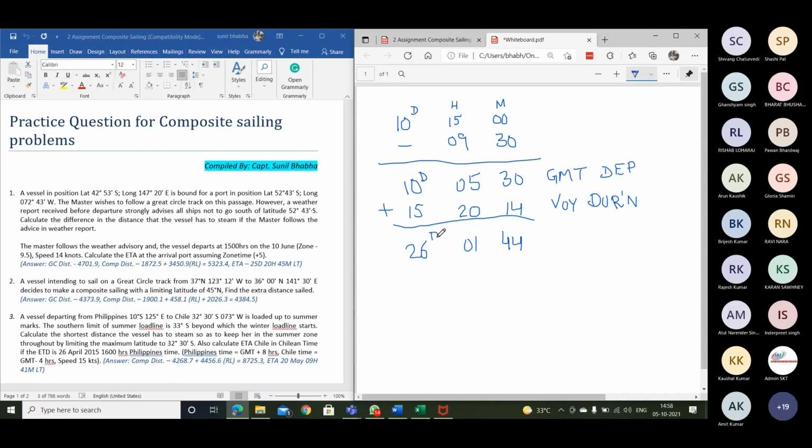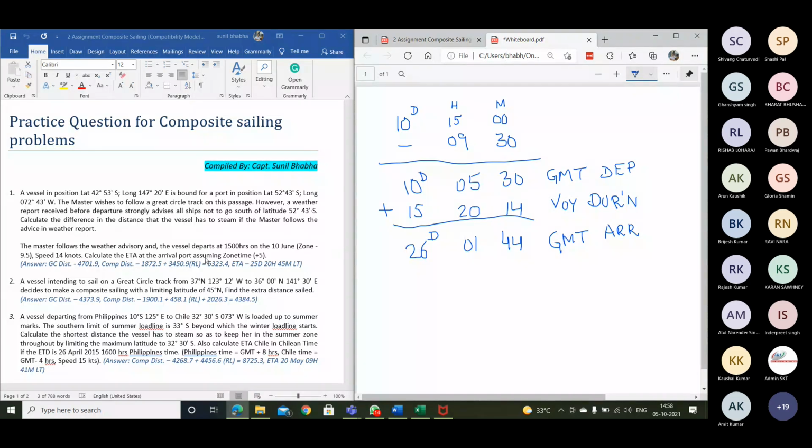So now beta, this time that I have got, what is this time? GMT arrival. Very good. This time is the GMT arrival. So if we follow this 14 knots of speed and this distance 5323.4, we should be arriving at our destination on 26th of June at 0144 hours GMT. Now we need to give the ETA in local time.